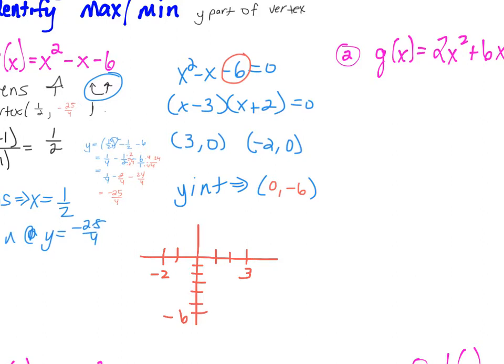Where does the graph cross the x-axis? At positive 3, 0, and where else? Negative 2, 0. Where does the graph cross the y-axis? 0, negative 6.